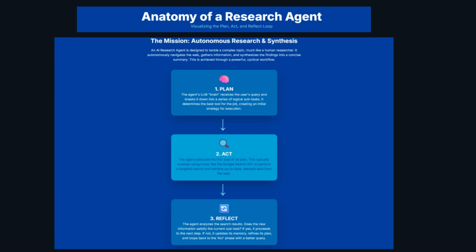Next, it acts by executing the task, typically using web search to gather relevant data. Finally, it reflects by evaluating the results, checking if the subtask is complete, and deciding whether to move forward or refine the plan. This iterative loop enables the agent to handle complex queries with precision and adaptability. Through this project, learners gain practical experience in designing agents that go beyond static prompts, showcasing how thoughtful architecture can lead to dynamic multi step reasoning and real world problem solving.